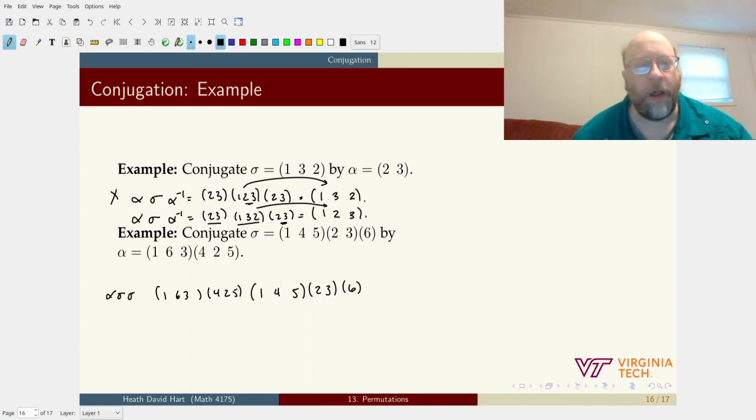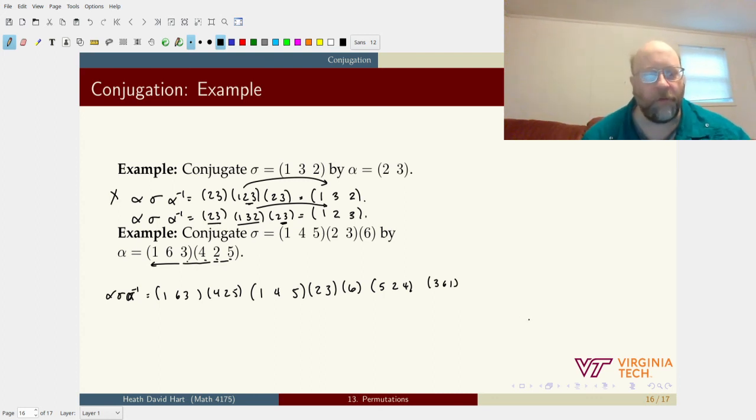So alpha inverse. How do we invert this? We write it backwards: 5, 2, 4, 3, 6, 1. And that means writing the individual permutations backwards, but it also means switching the order, so that 1, 6, 3, which had been on the left, becomes 3, 6, 1, which is now on the right. So finding the inverse of a permutation is pretty easy in this case. All right, so let's see what happens.